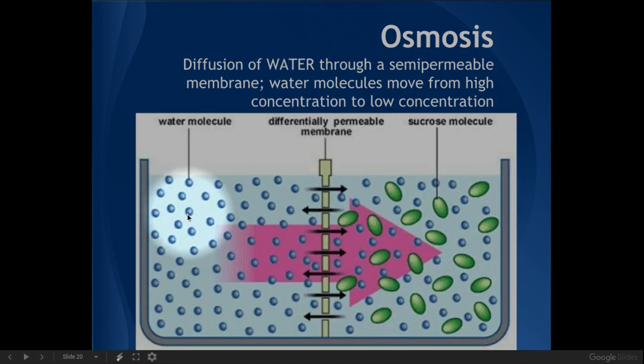The water, being in a high concentration on this side, is moving in this direction toward a lower concentrated side of the water molecules. Now, if the membrane was permeable to sucrose, the sucrose wants to go over to this side. But because the pores in the membrane are too small, it is unable to do that. So the sucrose has to stay on this side. And we are only allowing the water to move from the high concentration of water to a lower concentration of water. And that is osmosis, which is the diffusion of water.